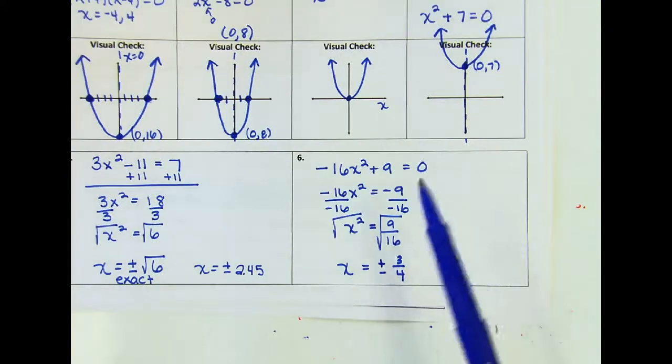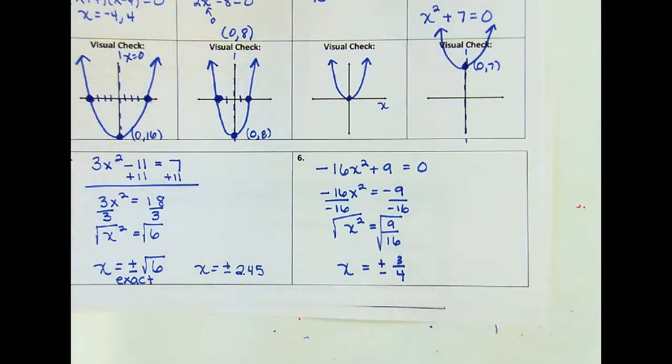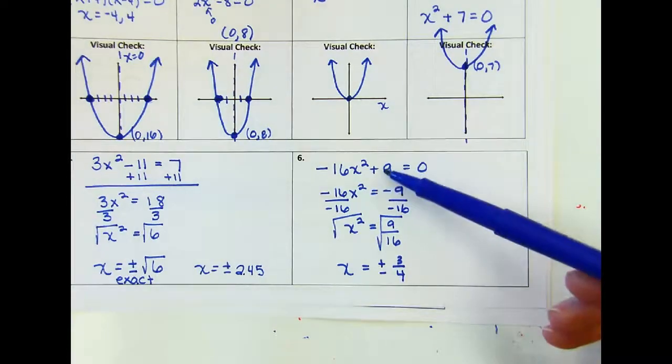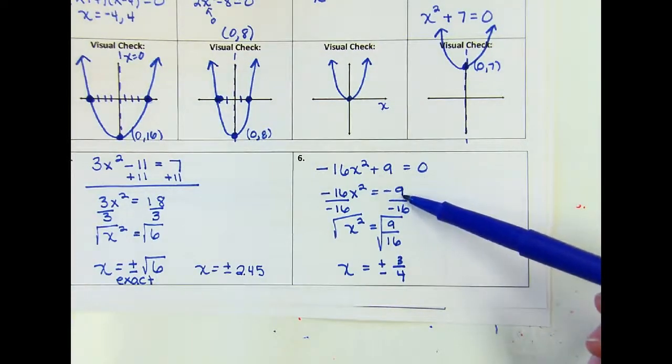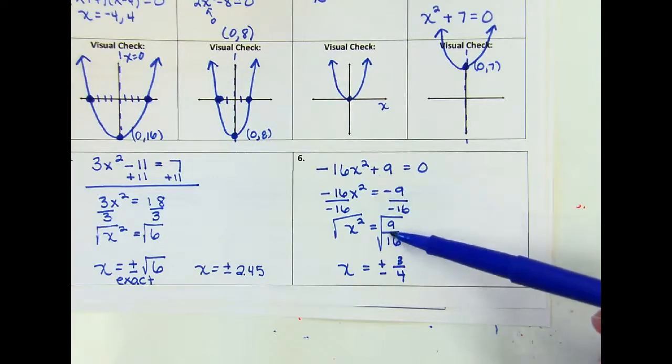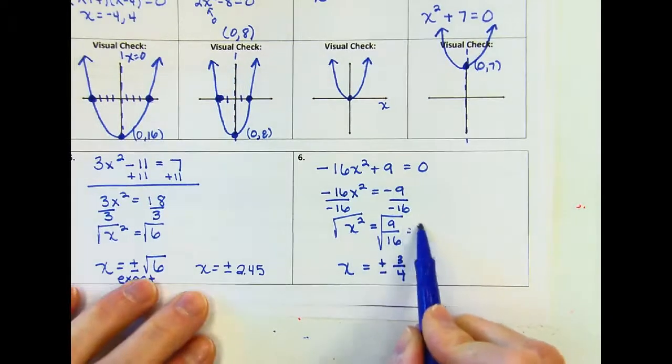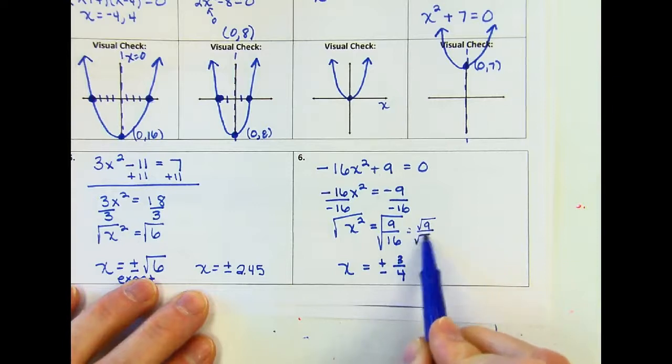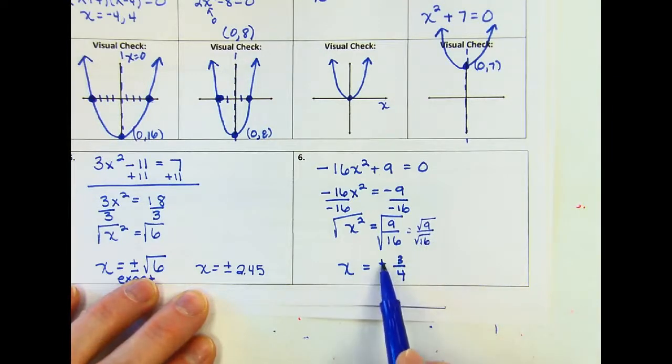Okay, I have it worked out here, and I want you to notice that I kept everything exact. I subtracted the 9. I divided by the 16. 2 negatives make a positive, so I square rooted both sides. I did not convert to decimals. I used my radical rules. Square root of 9 over the square root of 16 is plus or minus 3/4.